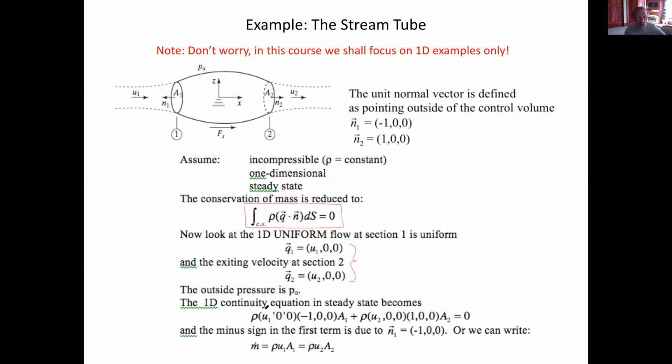So rho, we said the rho is fixed, and I'm going to look at all the areas. So we have this area which is active, where there's flow going through. Rho, the vector q is u1, 0, 0. The normal is pointing in the minus x direction, and the area, I called it A1. Is it clear what I did in that sense? All the other areas, there's nothing happening because there's no flow through.